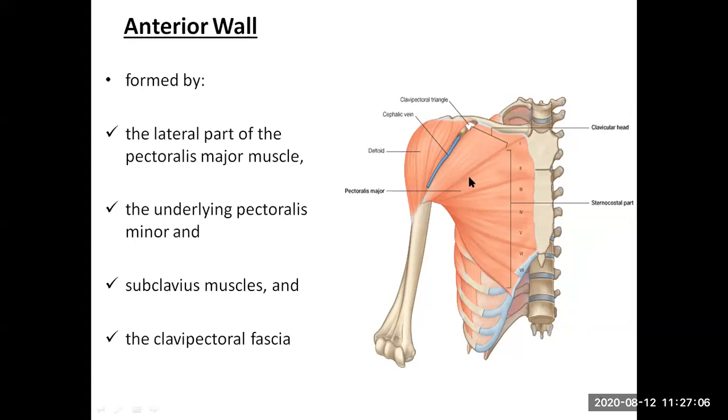The anterior wall is formed by the pectoralis major muscle, and deep to the pectoralis major there is the pectoralis minor, which also forms the anterior wall. The subclavius muscle is there below the clavicle, and the clavipectoral fascia encloses the subclavius and pectoralis minor muscle. Together these form the anterior wall of the axilla.